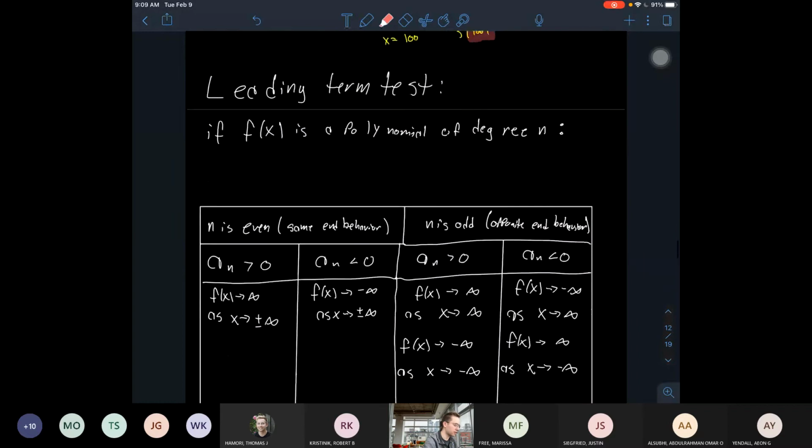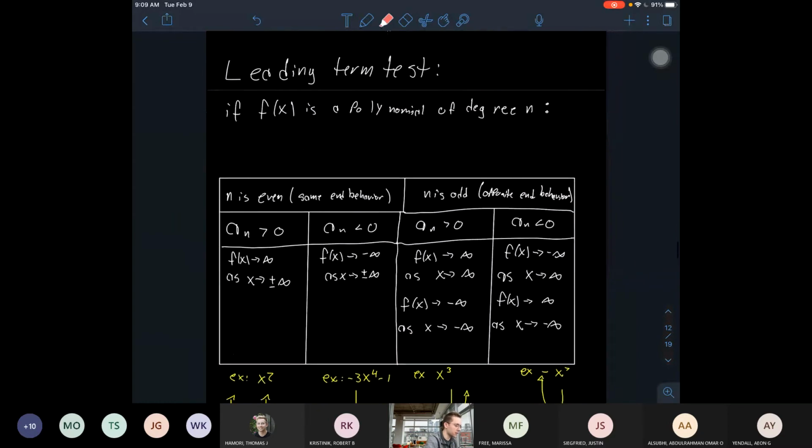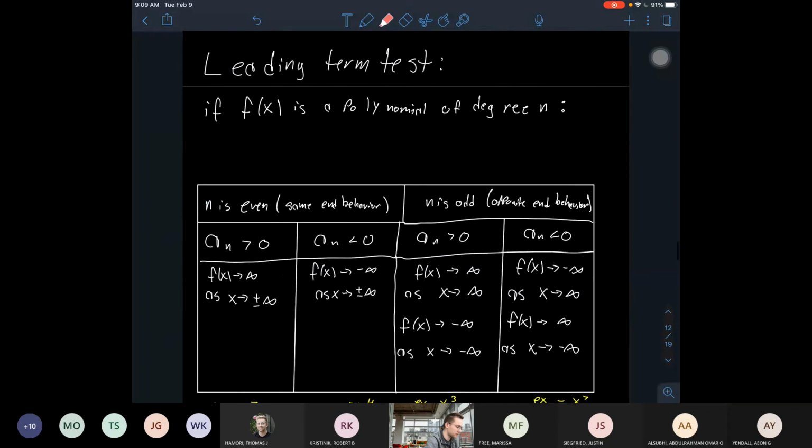So I've got this nice table here to describe what's going on with the leading term test. First of all, we consider f of x to be a polynomial of degree n. In other words, f of x equals a_n x to the n plus dot dot dot plus a_1 x plus a_0, and the leading term here is a_n x to the n. We break this first into two cases: when n is even and when n is odd. So let's talk first about when n is even.